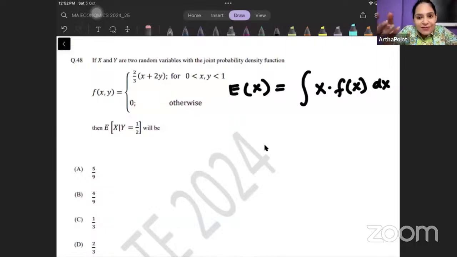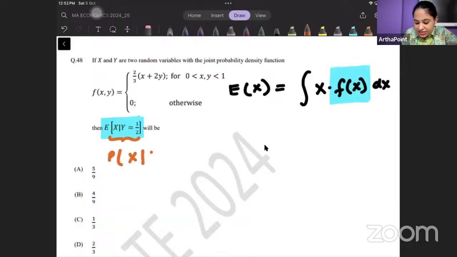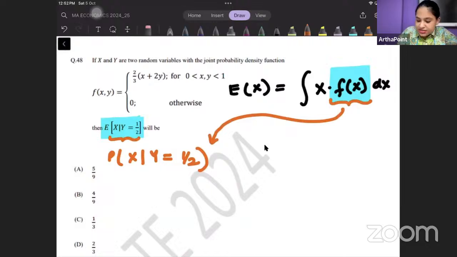इधर इन्होंने they have tricked you. What they are saying, you have to find the expected value of x, but the term given is in the conditional form. तो ये वाला जो probability है यहाँ पे, इसकी जगह पे पहले मुझे ये चीज निकालना पड़ेगा, probability of x given y equal to half. Instead of this probability, I will have to replace it with this probability.